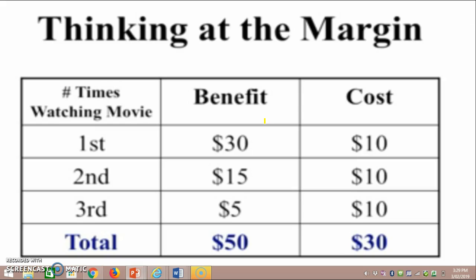The term thinking at the margin, what thinking at the margin means is that every time you undergo a transaction or you make a choice, you think about the benefits and the costs. And if the benefits exceed the costs, then you undergo that transaction. So in this case here, the benefit of going to see a movie, as you can see, it goes down each time, and that's the concept of diminishing marginal utility, which we'll talk about in Chapter 2.